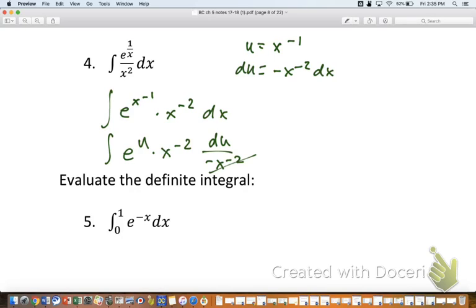Are you guys okay? Maybe I misheard. So those would cancel out, but that negative hanging out under the du would still be there. And so this would anti-differentiate to be negative e to the u plus c. Our final step would just be to get whatever the u actually is back in there. So it'd be negative e to the x to the negative 1 plus c.